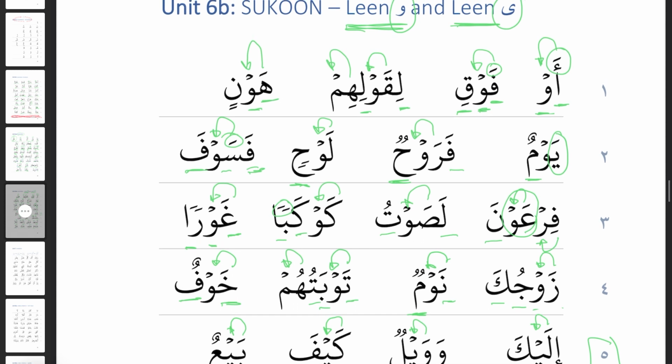So practice this over before you move on, because the sukoon is a very important point in learning how to read Quran, because this is how we join up from one letter to another.